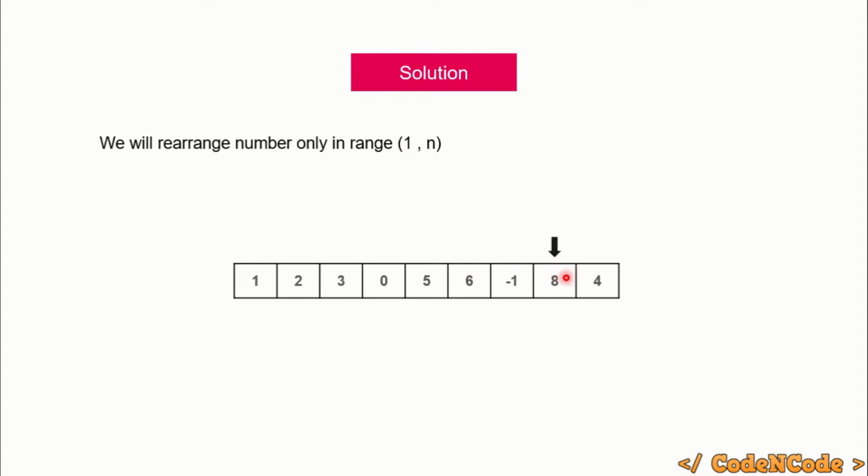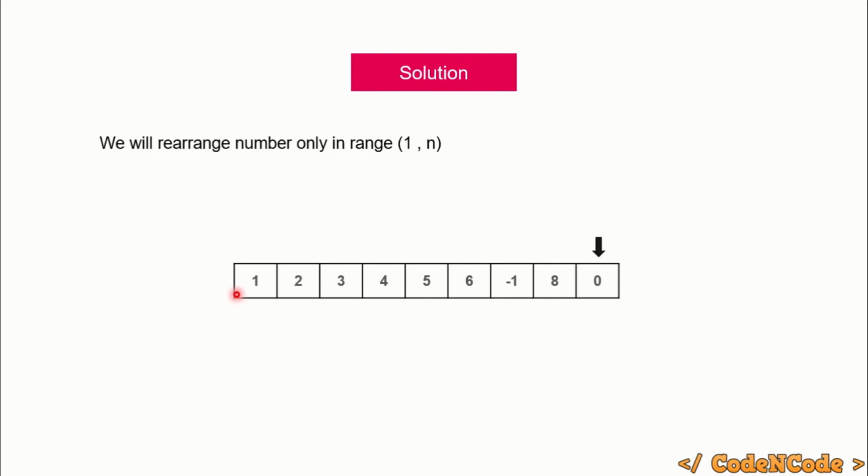Is 8 at its correct position? The answer is yes. So we will move on. Is 4 at its correct position? So the answer is no. How do we know? We'll go to index 3, and we see that this is not 4. So clearly we have to swap these two. So we will swap, and now here I have 0, and clearly this is outside the range which we care about, so we will increment our I pointer. This will go outside our range, and that is where we stop.